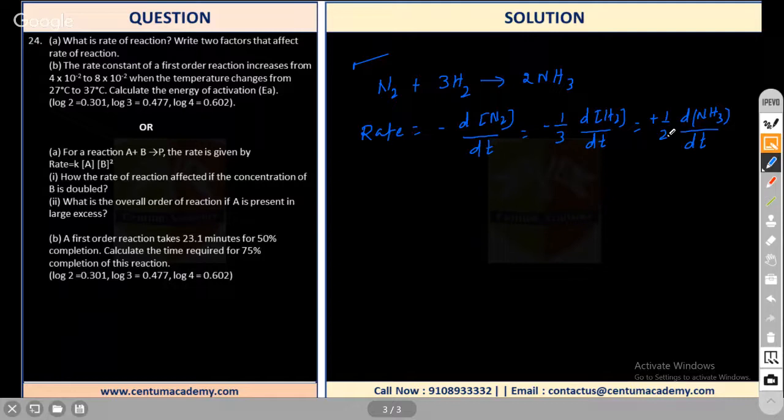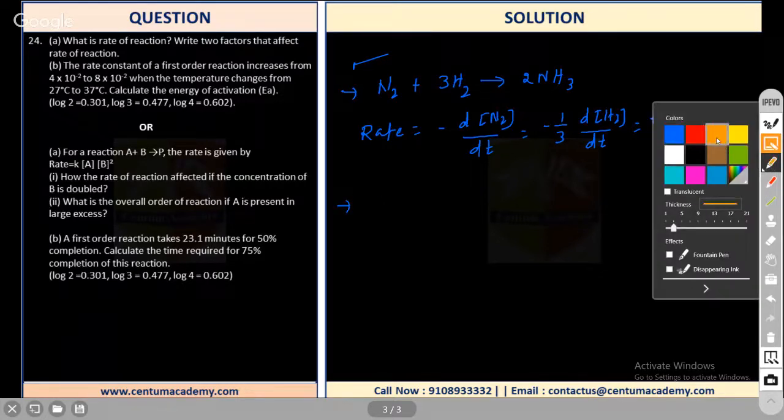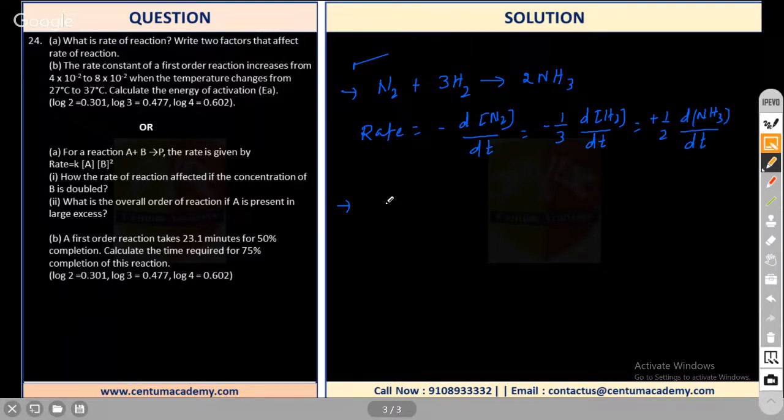Now, what can you say about the rate of the reaction? Suppose I write one more reaction here, the second reaction: half of N2 plus 3/2 H2 gives NH3.